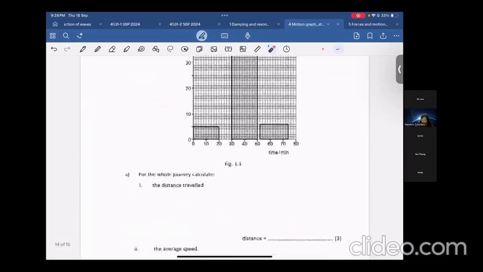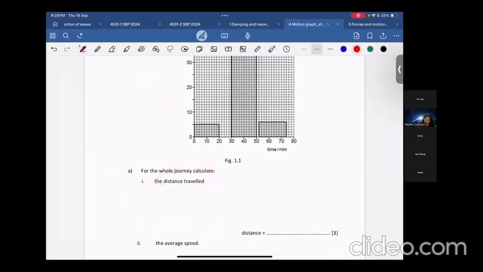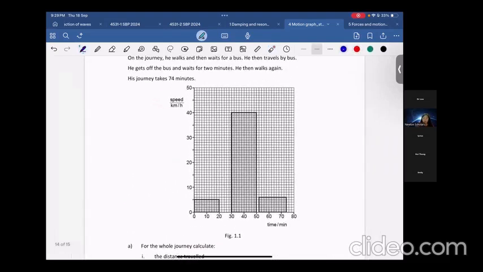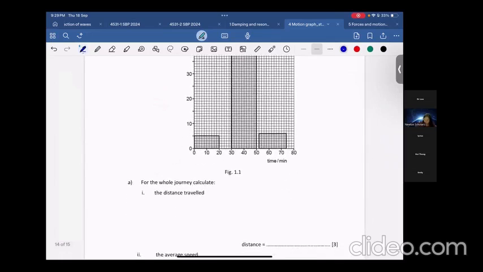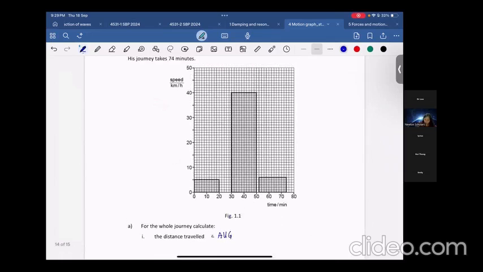Okay, boys and girls, for the whole journey, can you calculate the distance? What is this graph? Speed-time graph. How do you calculate distance? Area under the graph. So you should do the calculation for this part, plus this part, plus this part. This is the area. He walks, goes by bus, and walks again.